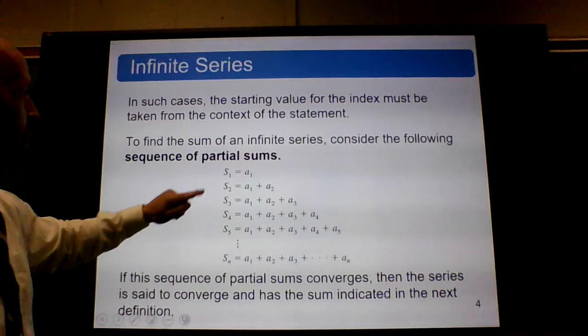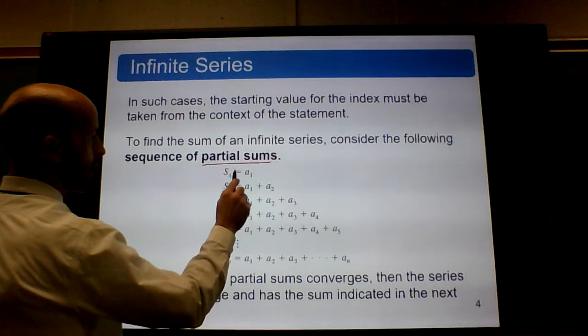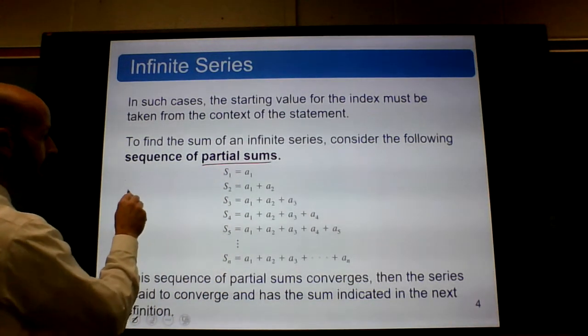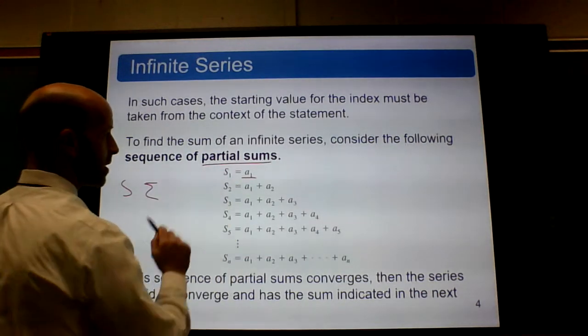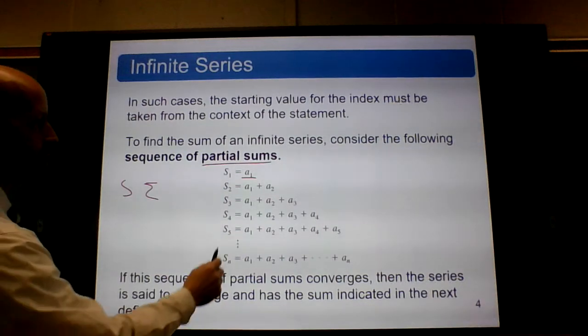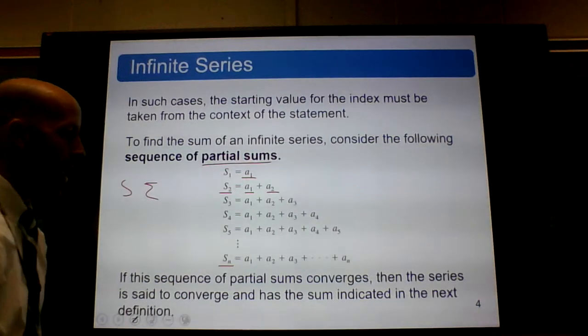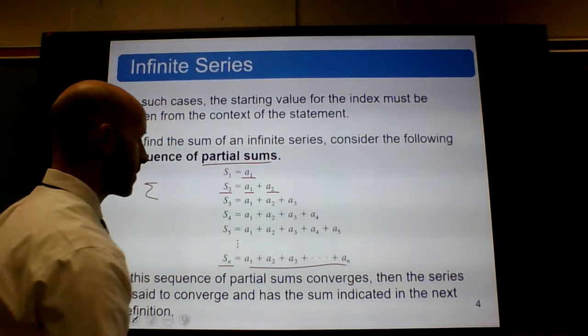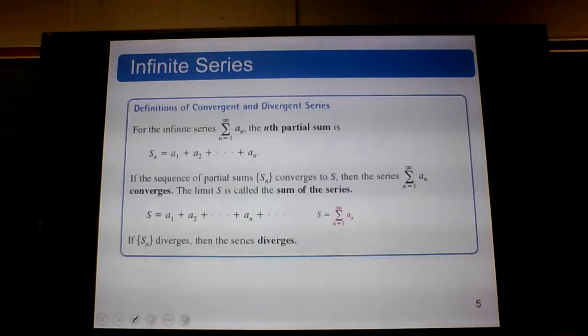By the way, these are what we refer to as partial sums. So if I want to know just the first term sum, that would be S sub 1. But S sub 2 is the first 2 terms added together, and then on down the line, S sub n is the first n terms. If the sequence of partial sums converges, then the series is said to converge and has a sum indicated by the next definition. So here's the definition of a convergent and divergent series.